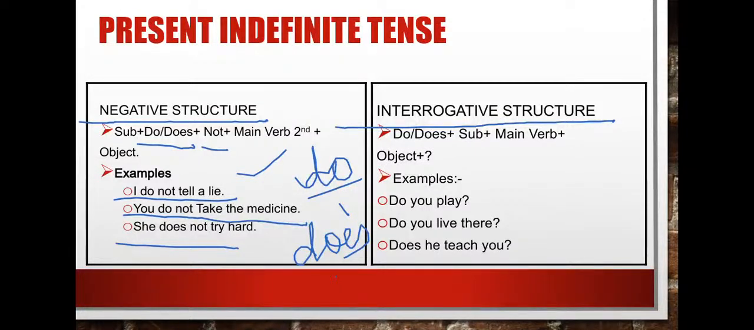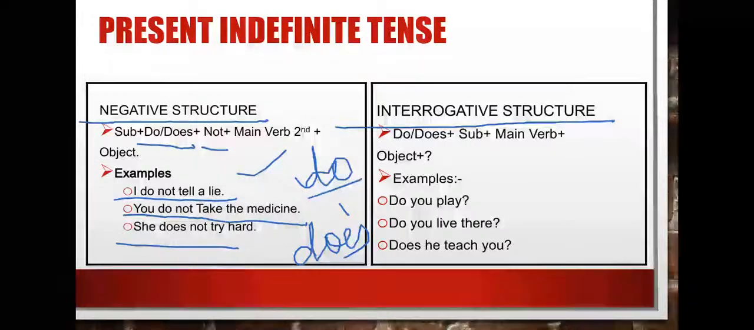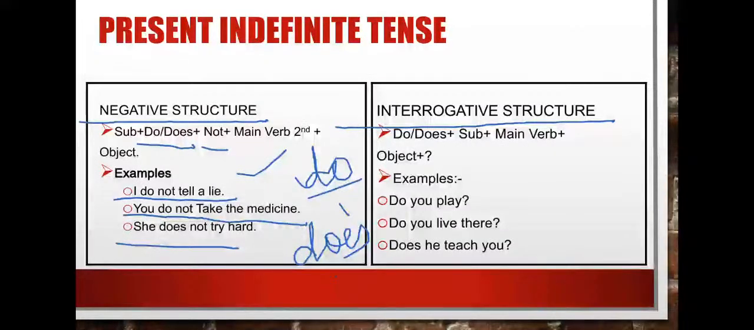Pronouns like he, she, it will always take does as a helping verb, and singular names can also take does as their helping verb right here. Just after the helping verb, we are using not to make it a negative sentence.